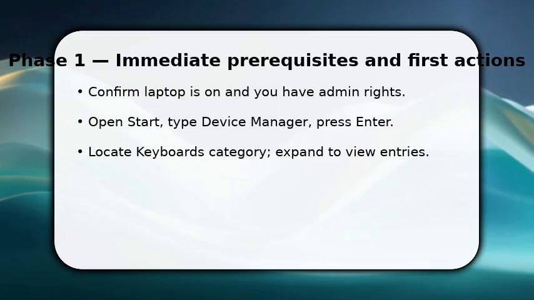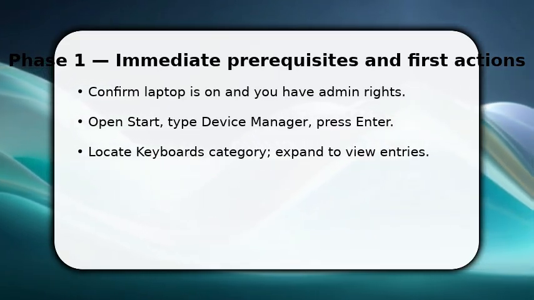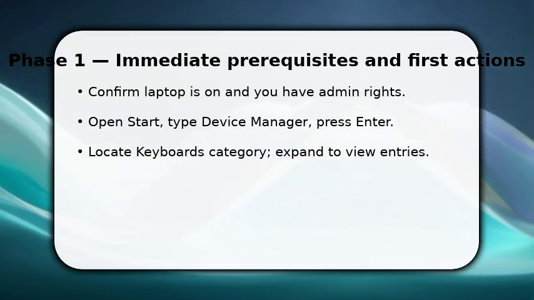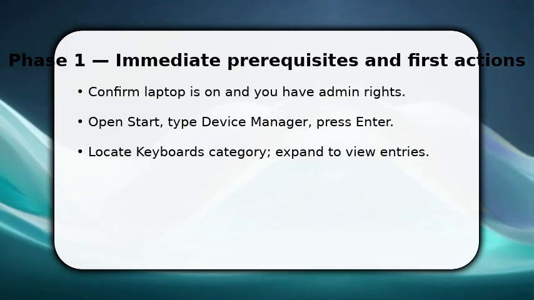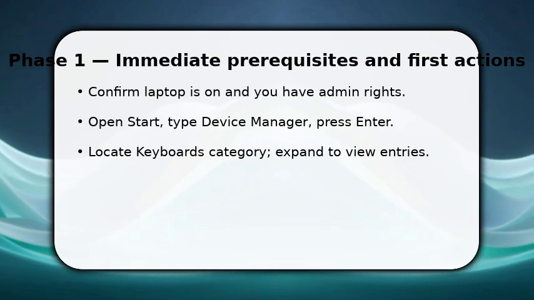Next, expand the keyboards node so you can see the internal device entry. Don't unplug anything yet. Simply identify the built-in keyboard device name. If multiple entries appear, note which one lists a built-in or HID keyboard. That's the target you'll disable in the next step.